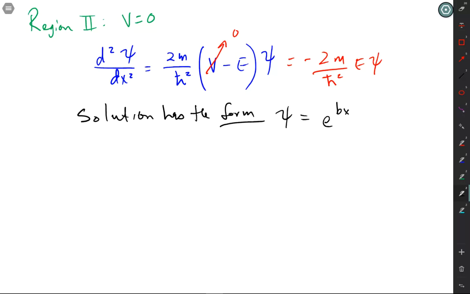So if I plug that in, what's the first thing I should do? Solve for b. Well, where are we plugging it in? I'm going to plug psi equals e to the bx into the equation, the combination of orange and red now, and solve for b. So what's the first thing I should do for that process?